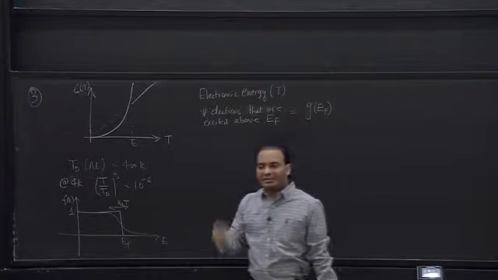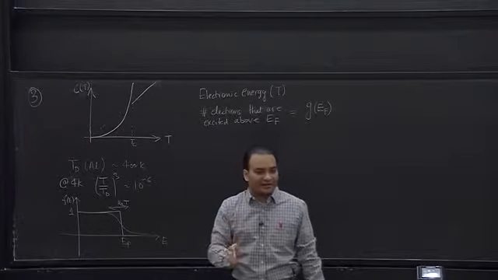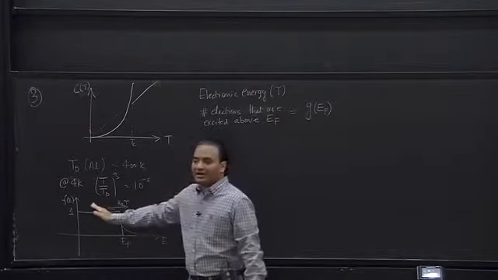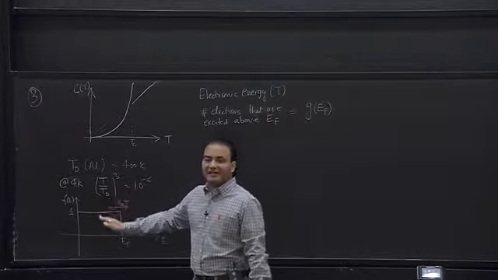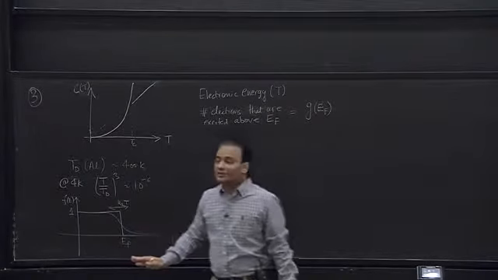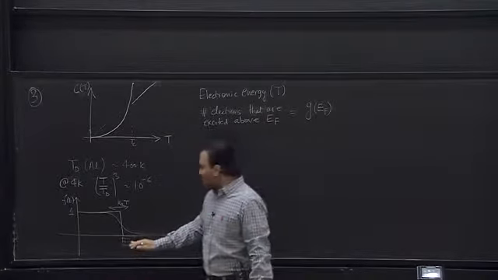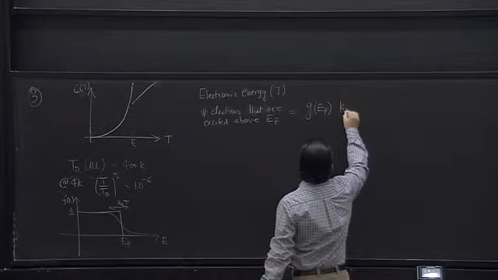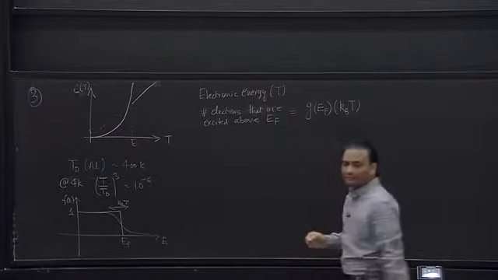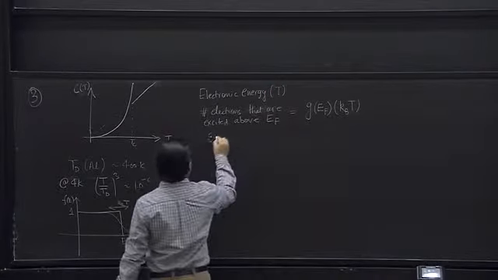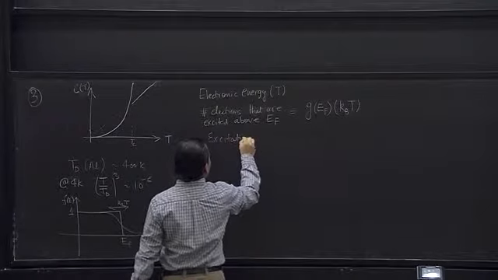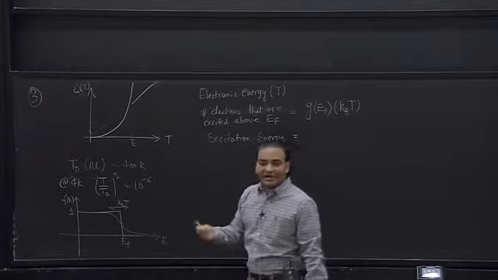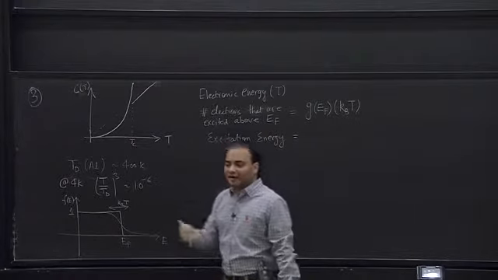What is density of states? It's the number of states available for occupation at a given energy. I'm going to assume that this density of states is constant over the energy scale of kBT. So the total number of electrons per unit volume is simply the density of states, which is constant, times this energy interval. So it's this multiplied by kBT. And the energy by which you're exciting these electrons is also given by kBT.